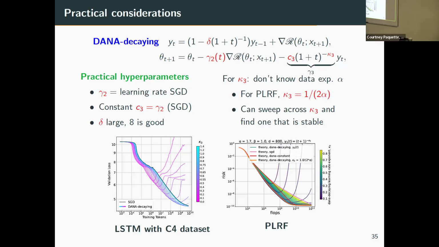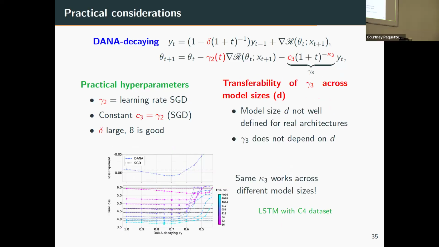You don't know it in practice. You don't know the data exponent. But because you can sweep for different kappas, and you can see it blows up, you can track when it starts to blow up, and that can tell you your kappa 3. On the PLRF one that told you how to do it, you actually see a similar behavior on language models: if you vary the kappa 3, at some point it blows up, and you just want to find where it stops blowing up. Okay, that's how you would sweep it in language.